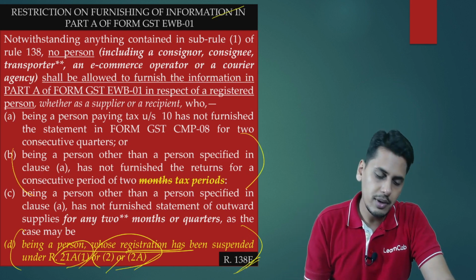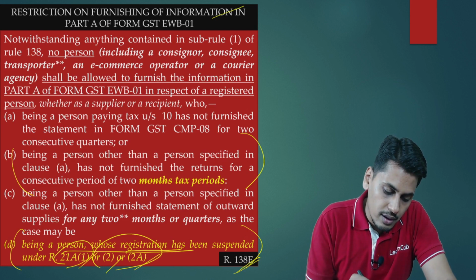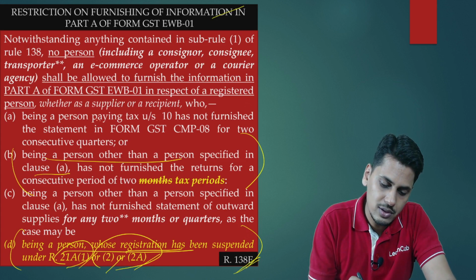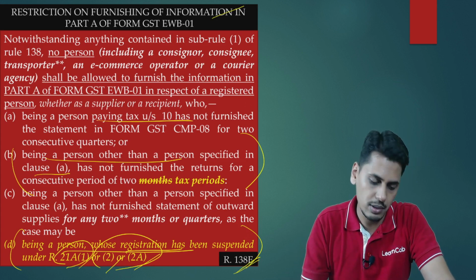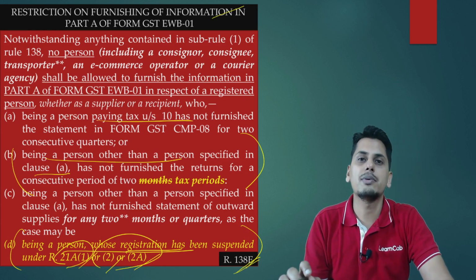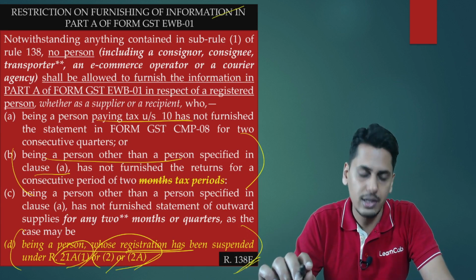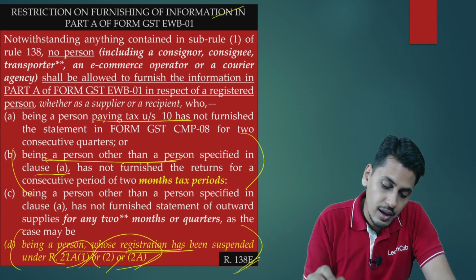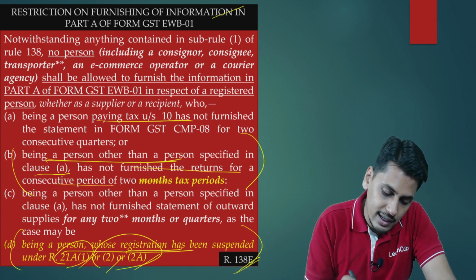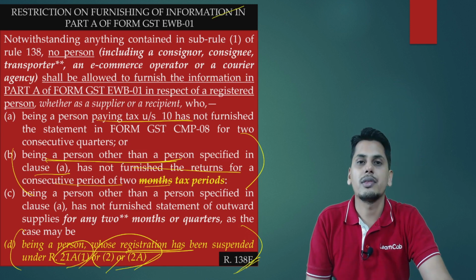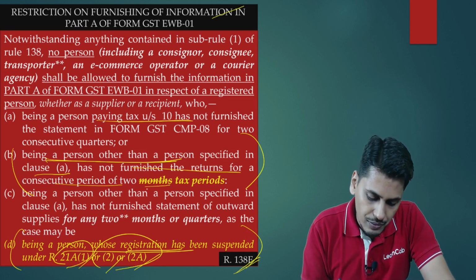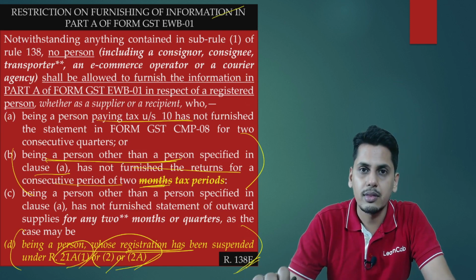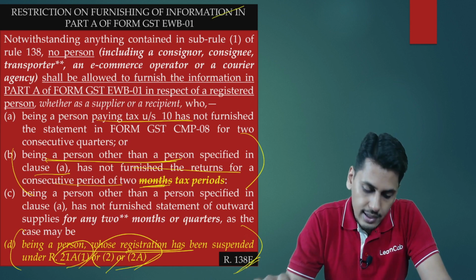Earlier, prior to amendment, the provision used to be the registered person being a person other than a person who is specified in Clause A. The person who is specified in Clause A is a composition taxable person. So, other than a composition taxable person means a person who is paying taxes under Section 9. So, a registered person being a person who is paying taxes under Section 9 has not furnished the returns for a consecutive period of 2 months. Earlier, it used to be 2 months. Friends, now this 2 months has been replaced by 2 tax periods.